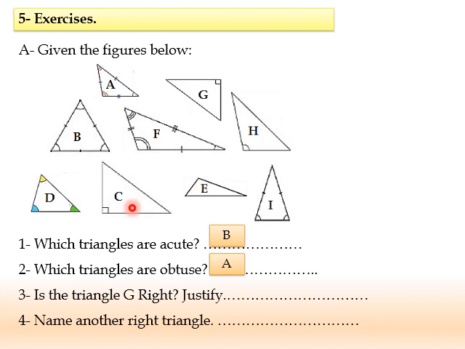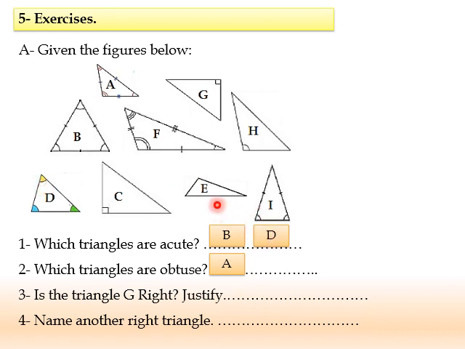Look, dear, when you see a right angle, such as this one, I can directly say that this triangle is a right triangle. Why? Because it has a right angle. Let's move to another one. D. Looking at the angles, this one is acute, the second is acute, and the third is acute. So triangle D is classified as acute.